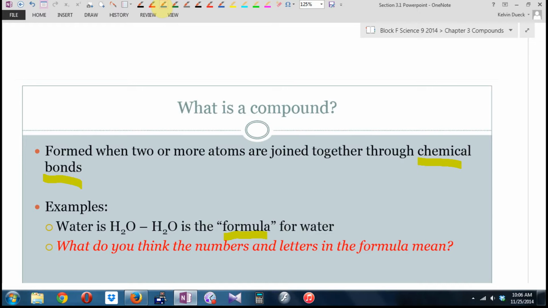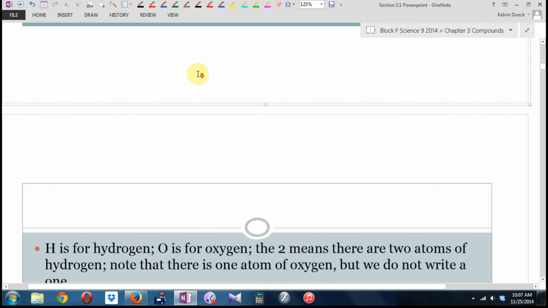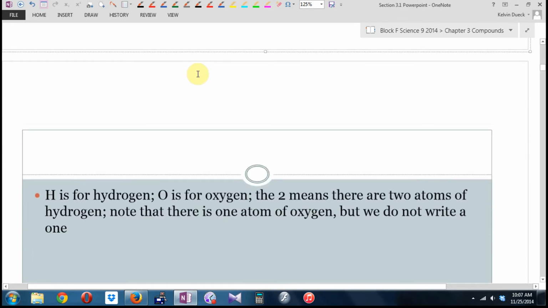I'm going to give you a hint. It either tells you how many oxygens you need or how many hydrogens you need. Tells you how many hydrogens. So you have to kind of guess. You haven't learned yet. So what do you think the numbers and letters in the formula mean? Well, H is for hydrogen. You can fill that in. O is for oxygen. And the 2 means that there are 2 atoms of hydrogen.